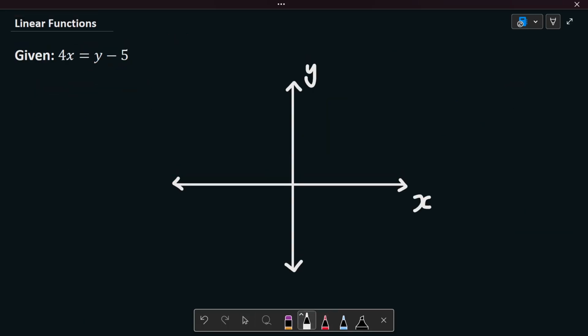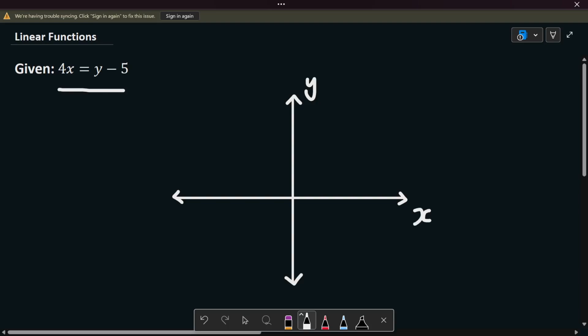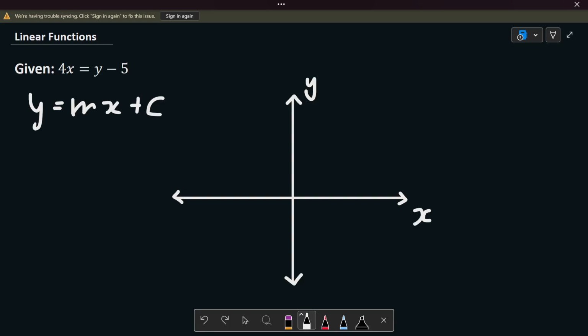Alright, so we have our final application for how to graph a linear function. We are given the following equation: 4x is equal to y minus 5. Now we can clearly see there's something wrong with this one. Remember when I told you before, when we have to sketch the graph of a function, we need to get it in the form of y is equal to mx plus c. Now, is this one in the form of y equals mx plus c? Obviously it's not. So what we need to do is get y on its own.